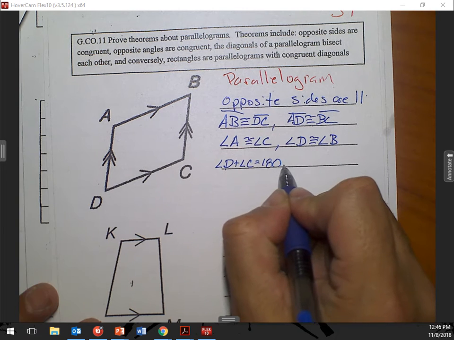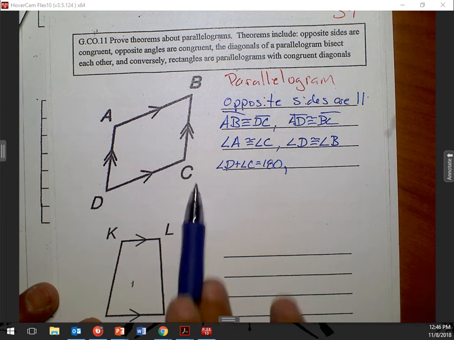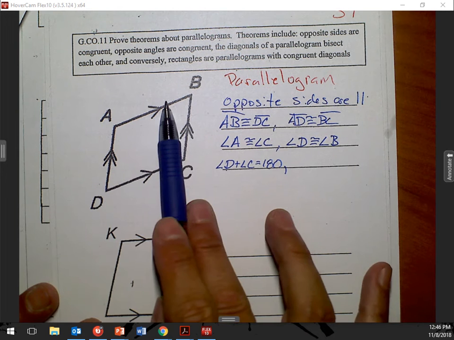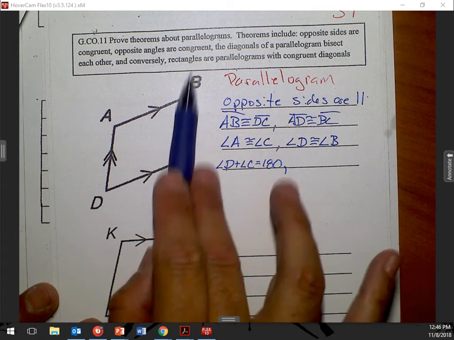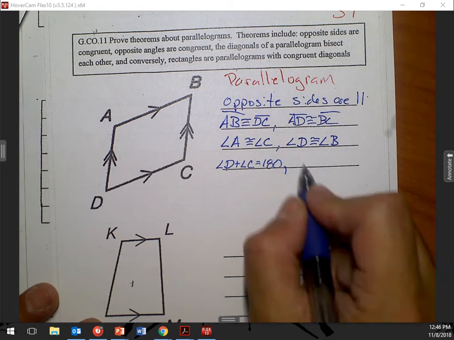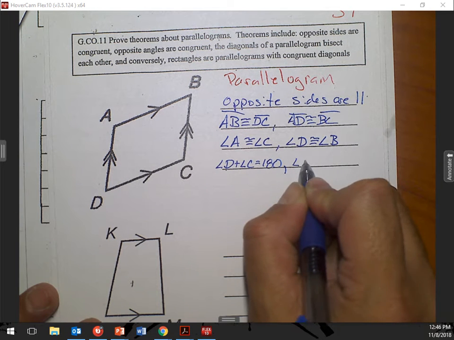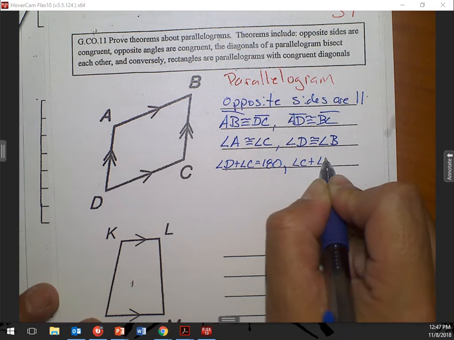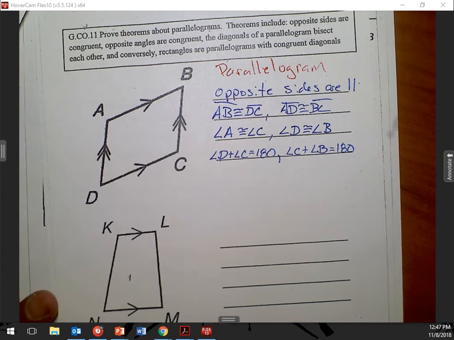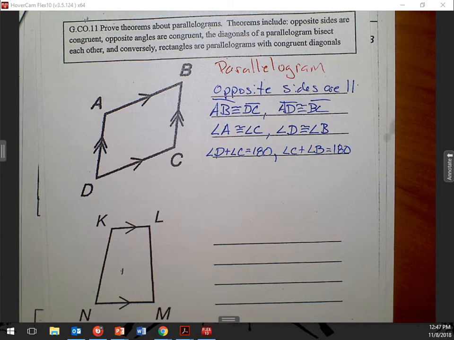Okay, can I go in the other direction here? Yes. So it's going to be the same on top too, right? But let's go the other direction because we didn't do that one on our warm up. So what would I call that one? Angle C plus angle B equals 180. You don't have that one?